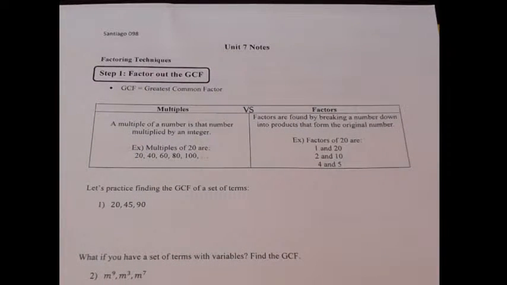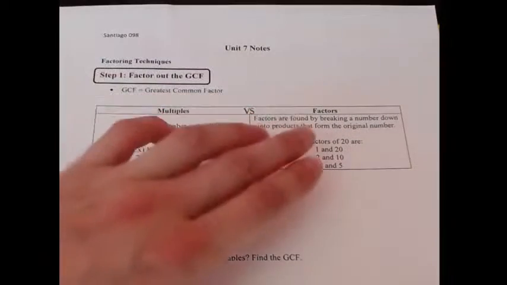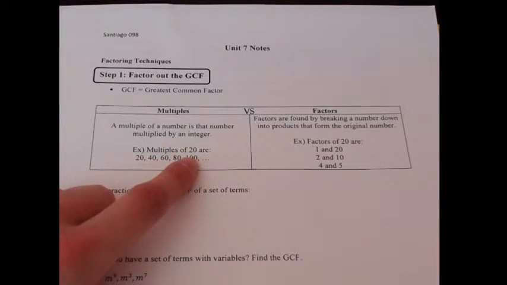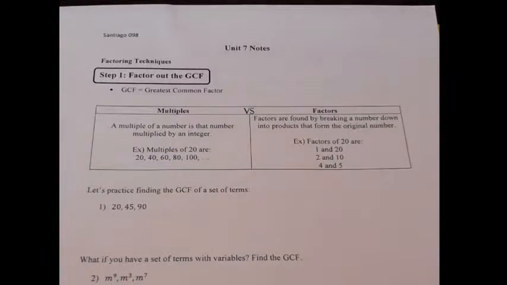First things first, what is the GCF? Well, the GCF is the greatest common factor. I wanted to refresh your memory on the differences between multiples and factors. A multiple of a number is that number multiplied by an integer, right? We actually saw multiples when we were looking for the lowest common denominator. We said, what is the lowest common multiple? That will help us find the LCD. So for instance, multiples of 20 are 20, 40, 60, 80, etc.